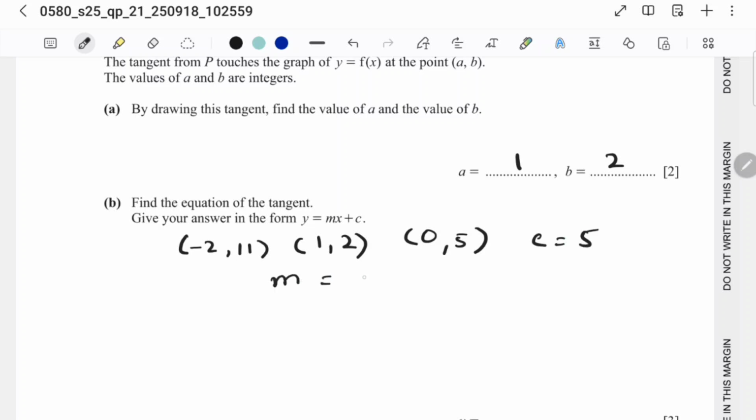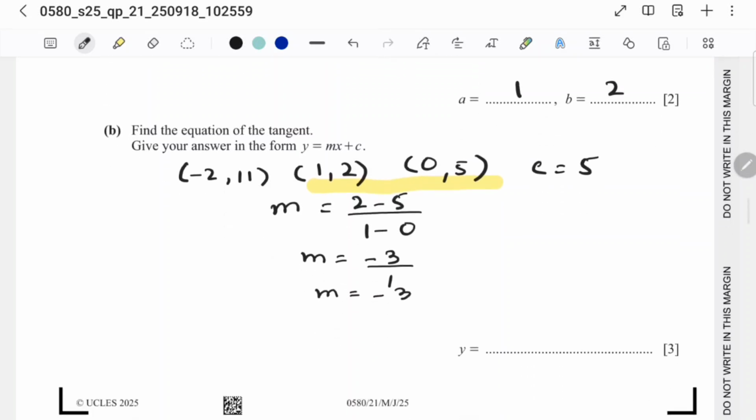m is equal to y2 minus y1 upon x2 minus x1. I'm taking these two coordinates, so that is 2 minus 5 upon 1 minus 0. m is equal to minus 3 over 1, which is equal to minus 3. Then the equation will be y is equal to minus 3x plus 5, or 5 minus 3x.